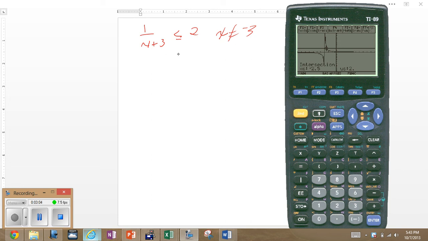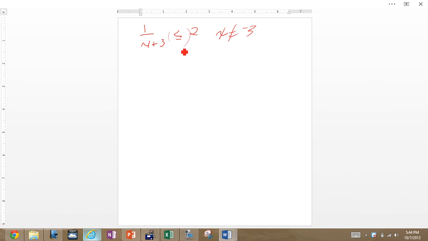The one technique that you don't want to do is simply cross multiply. You cannot cross multiply because you're dealing with an inequality, and you know when you multiply an inequality by a negative, it reverses the sign. And if I'm cross multiplying with x plus 3, that could be either positive or negative. So cross multiplying is not the way to go. Do not cross multiply.